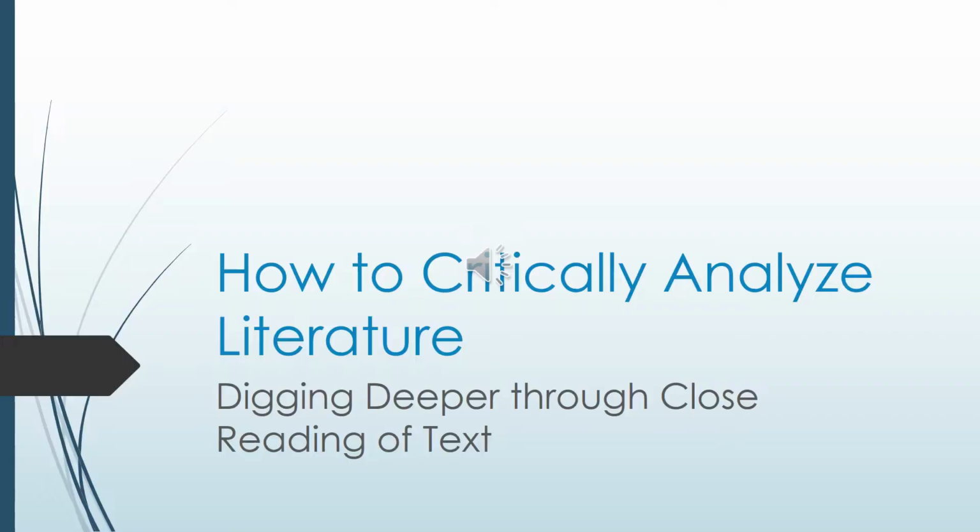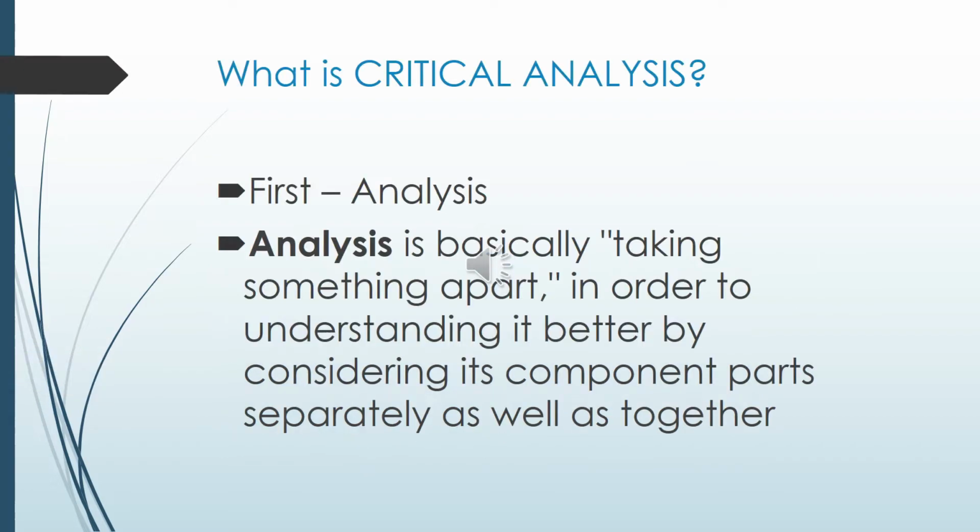So today we're looking at how to critically analyze literature, dig deeper through close reading of text. So what is critical analysis? Well, analysis is basically taking something apart in order to understand it better by considering its component parts separately as well as together. Looking at all the different parts of something and considering those parts all individually.